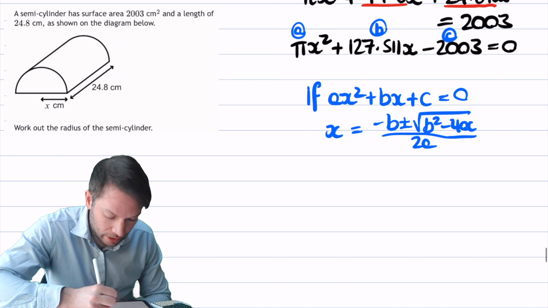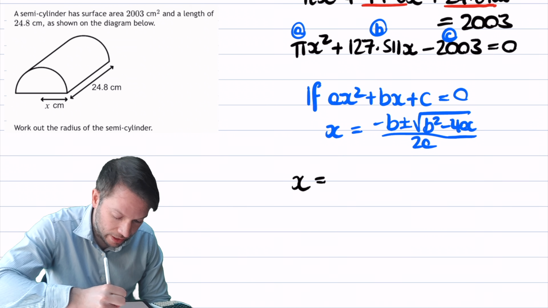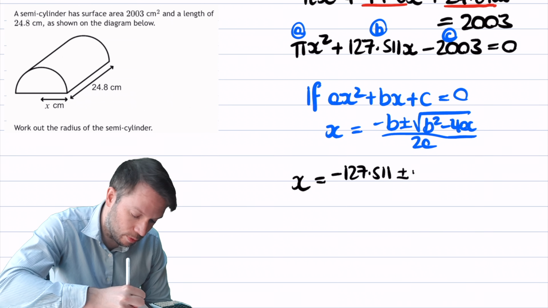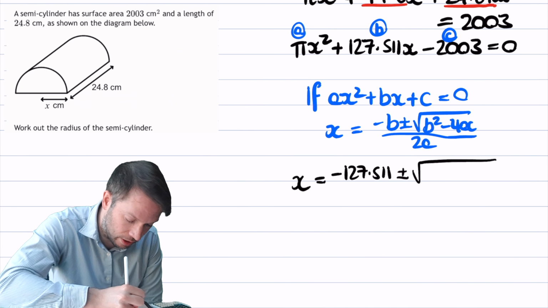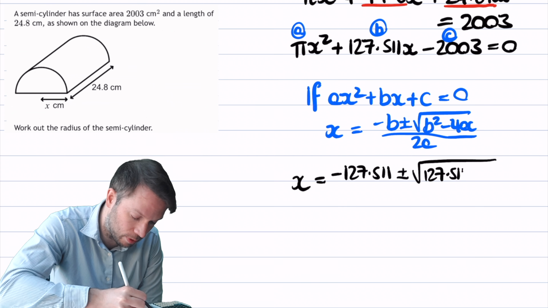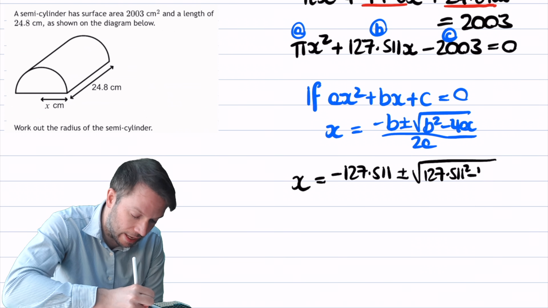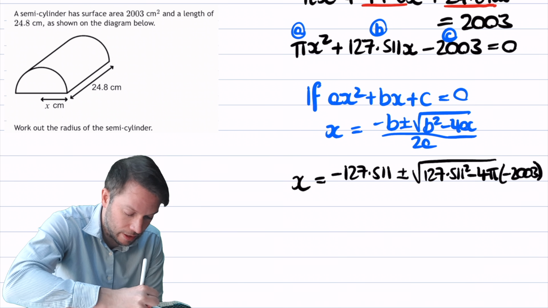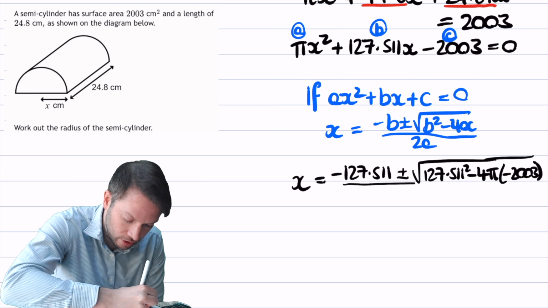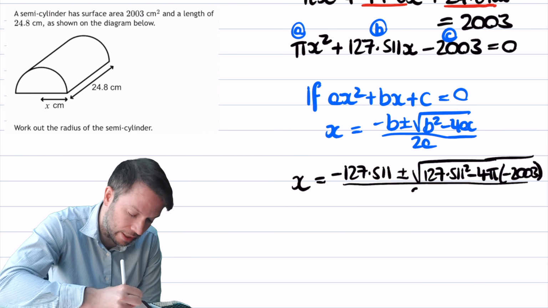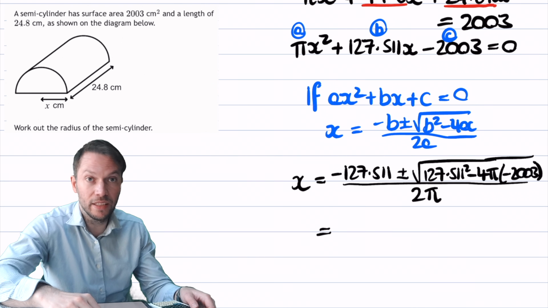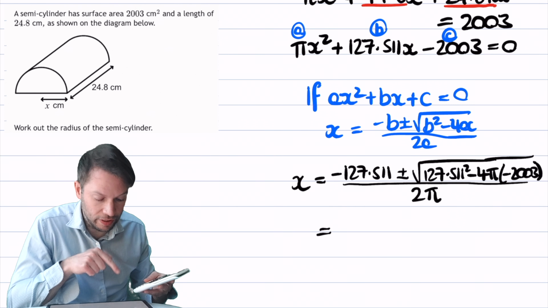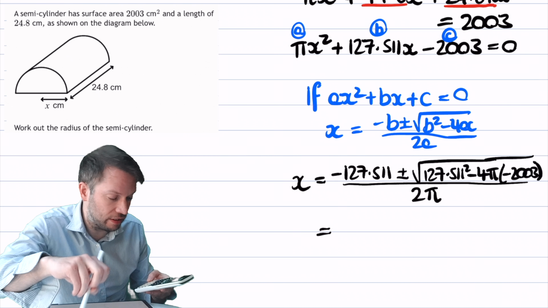So if I apply that here, x is equal to minus b, so minus 127.511, plus or minus the square root of b squared, so 127.511 squared, minus 4 times a, so 4 times pi, times c, which is minus 2003. And that's all over 2 times a, so 2 times pi. Now let's put that into our calculator. I used my answer key to get the 127.511 exactly.